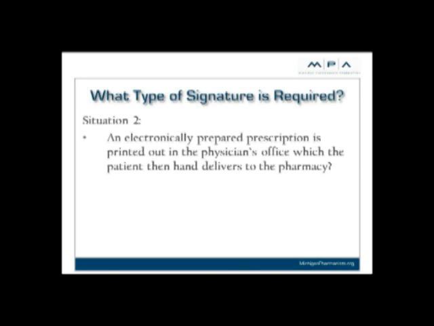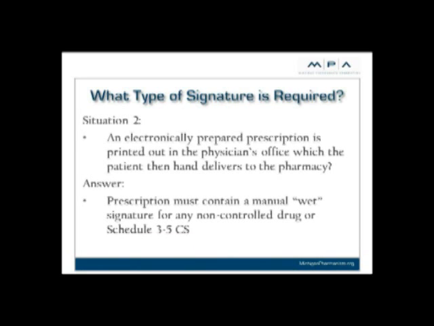Okay, scenario number 2. An electronically prepared prescription is printed out in the physician's office, and then the patient delivers it to the pharmacy. So it could be computer generated. It could be an 8x10 physician's order sheet containing multiple orders. It could be a single electronic prescription, but it's presented to the pharmacy. What type of signature is required?